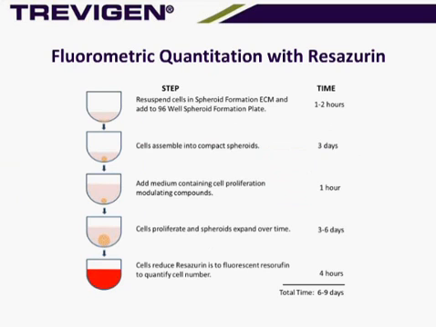Okay, so this first slide that's loading up is a fluorometric quantitation with Resazurin. We use the exact same spheroid formation protocol and treatment protocol as we do for the image analysis. The only difference is at the very end of the assay, we add 1/10 volume of Resazurin, and the cells will reduce the Resazurin to Resorufin, which is fluorescent, and we use this to quantify the cell number over a 1 to 4 hour period.